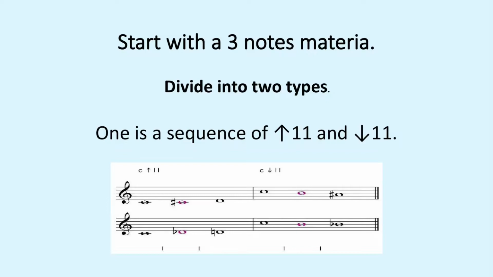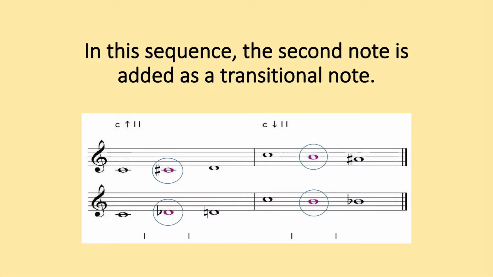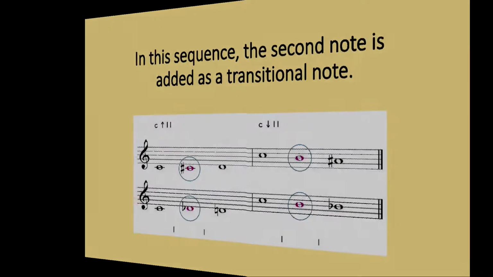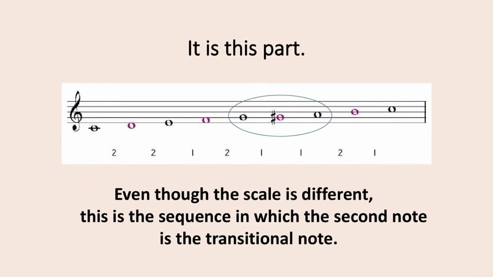Divide into 2 types. One is a sequence of upward 1-1 and downward 1-1. In this sequence, the second note is added as a transitional note. It is this part. Even though the scale is different, this is the sequence in which the second note is the transitional note.